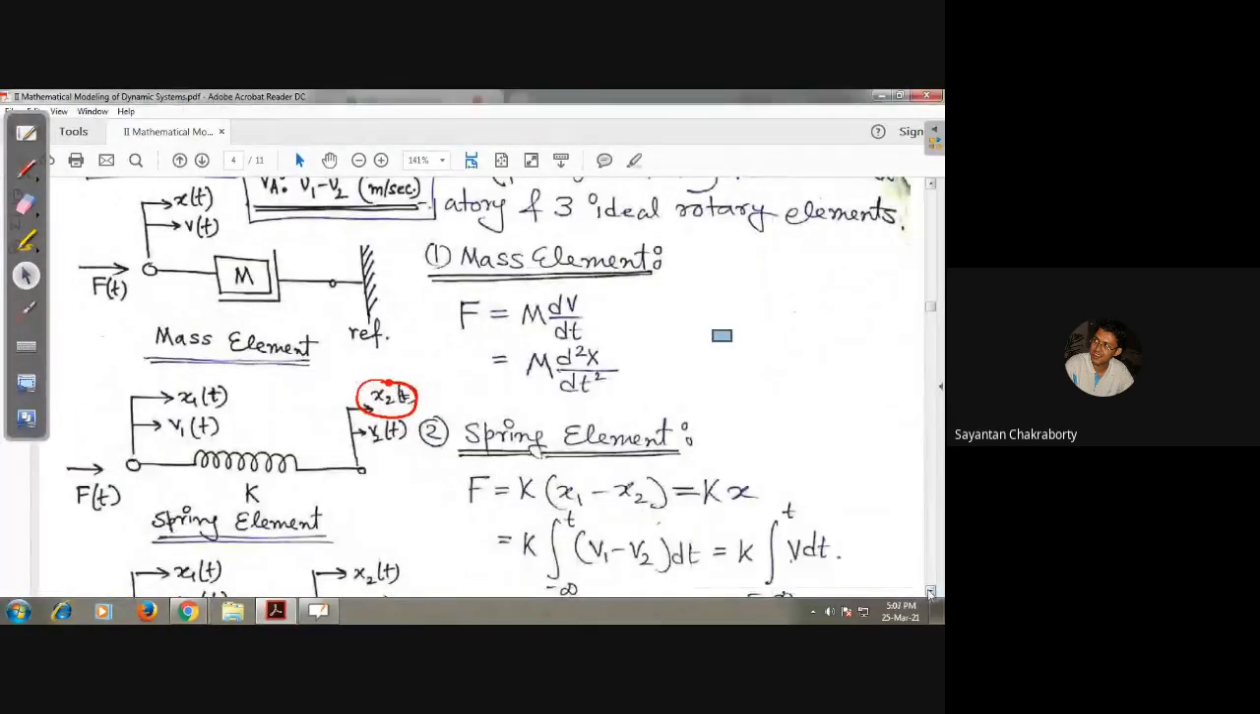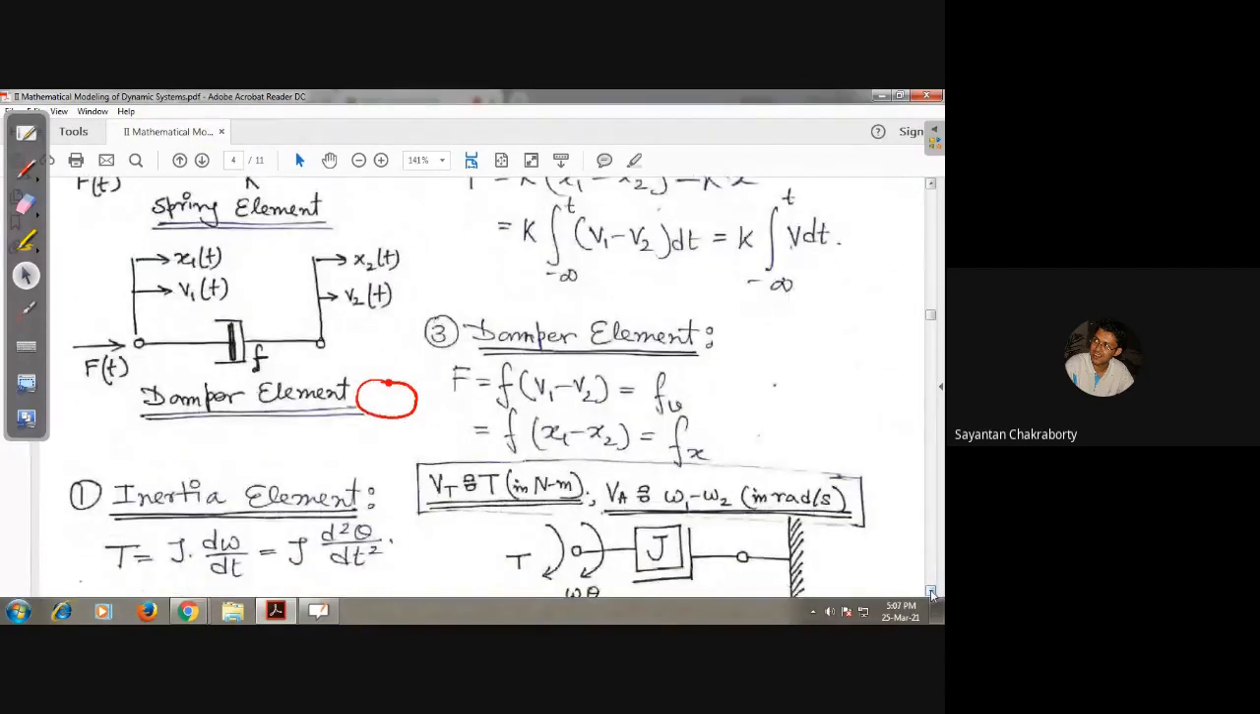The third element is the damper element. So what is that? Do you have any idea? It is a damper. Spring, mass, I guess all of you know. A damper is an element where no energy is stored; rather, it dissipates energy. A basic common example of a damper is a shock absorber in a bike.